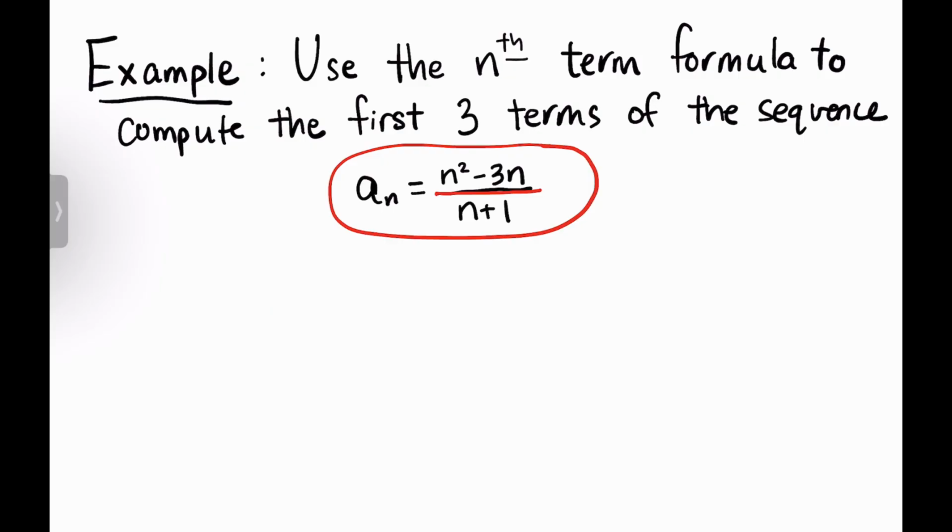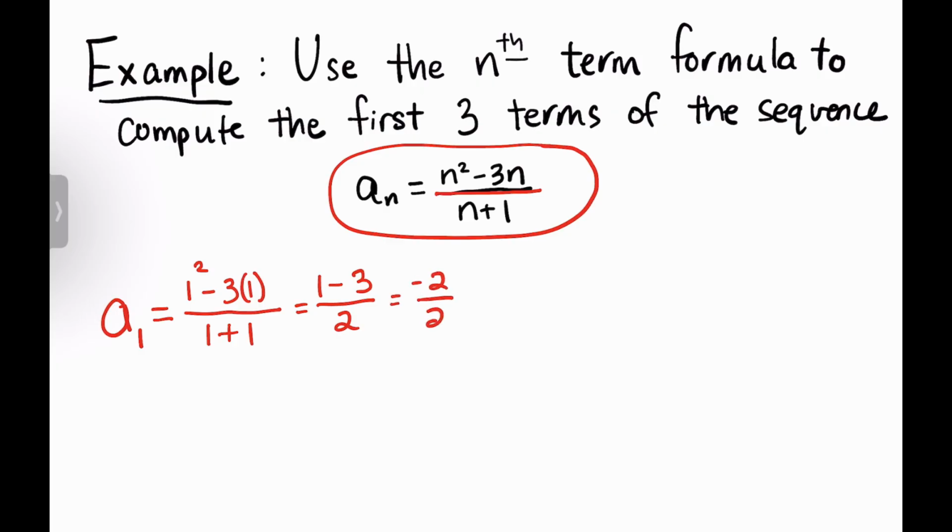The first term is denoted with the subscript 1, so we have a1. And it looks like we're going to have 1 squared minus 3 times 1, over 1 plus 1. And this gives me, I square the 1, I get 1 minus 3 over 2. So 1 minus 3 gives me negative 2 divided by 2. So the first term of the sequence is negative 1.